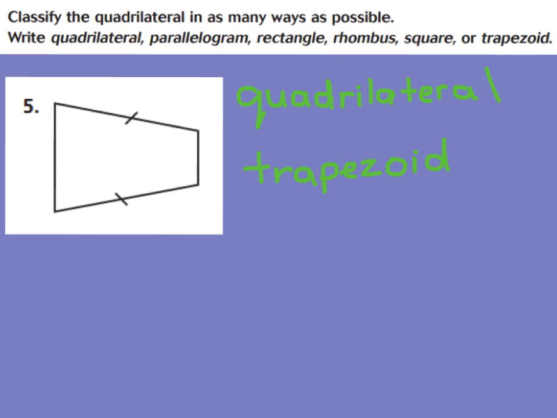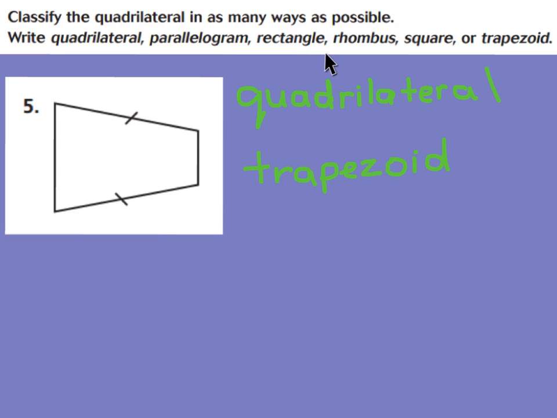Okay, friends, for this one you should have said 2 things. It's a quadrilateral, but it's also a trapezoid. It's a quadrilateral because it has 4 sides and 4 angles. It's not a parallelogram because it would have to have 2 sets of parallel lines. This one only has 1 set of parallel lines.